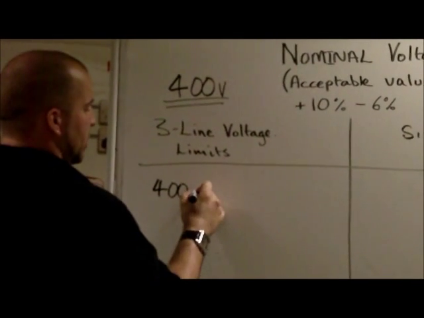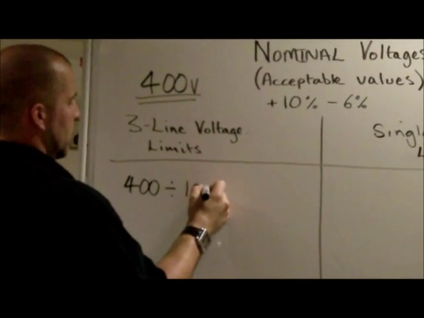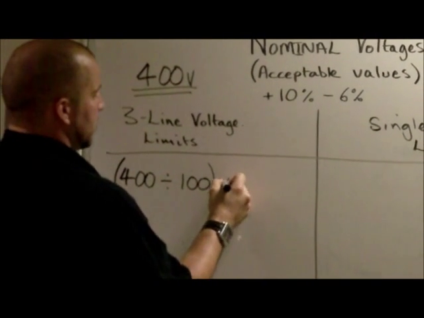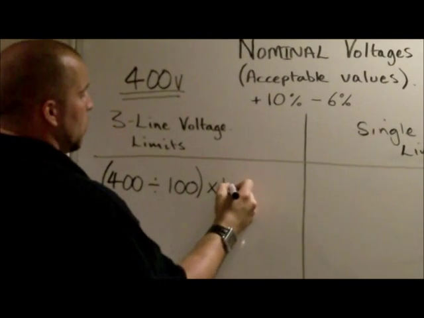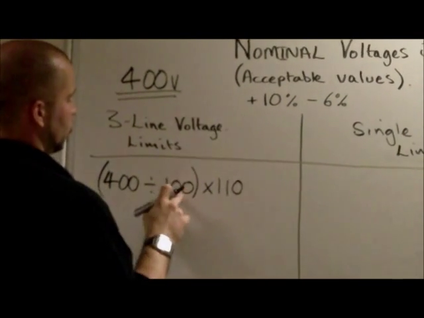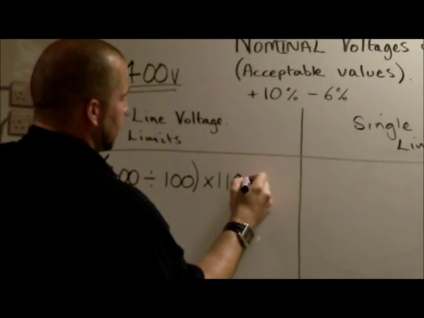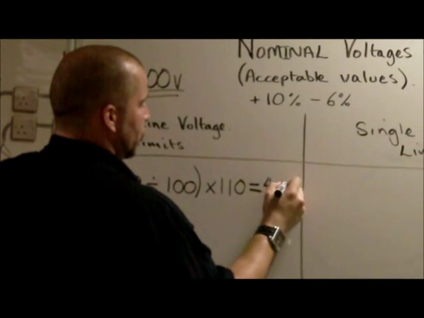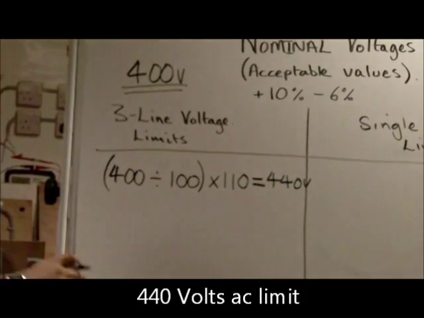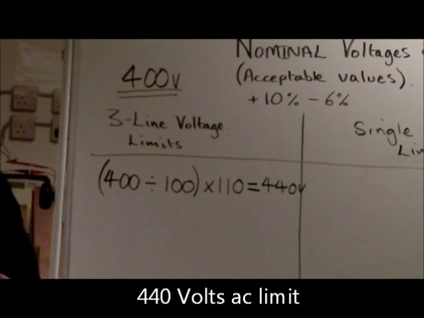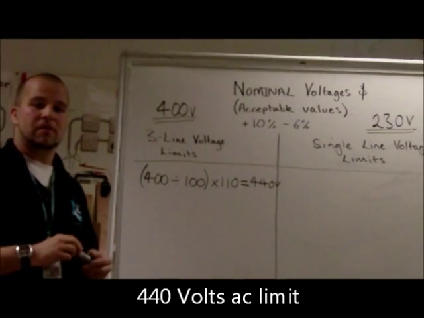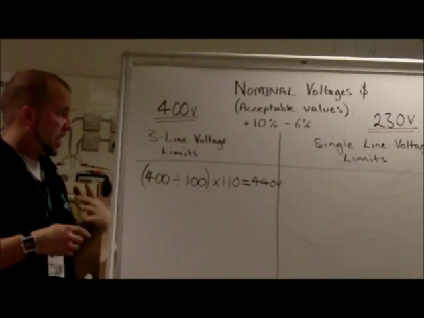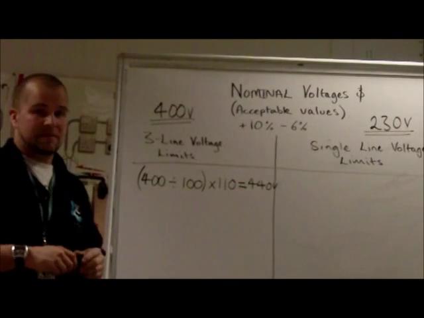So 400 divided by 100, put that in brackets, times it by 110, which is the 100% plus the 10, equals, and that's going to give us 440 volts. So that's the upper limit. Anything above that, we would have to inform the supply authority and let them know, because it's their responsibility to sort out and give us a supply which is below that value.